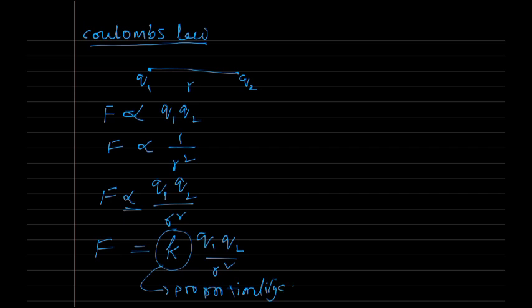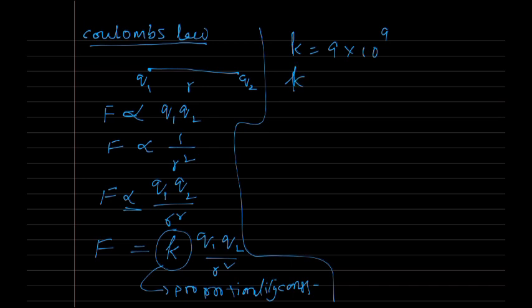Now this k value, let's say these two charges are placed in vacuum, then this k value will be equal to 9 into 10 to the 9. Again, this value is experimentally identified, so the value of k is 9 into 10 to the 9 when the two charges are placed in air medium or vacuum medium or free space. Again, the relation for k is given as 1 by 4 pi epsilon naught.